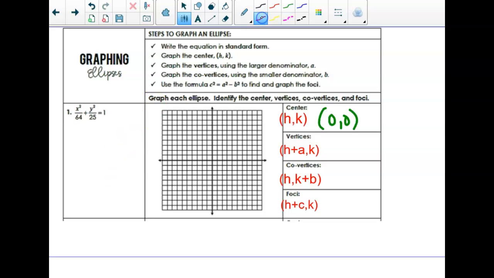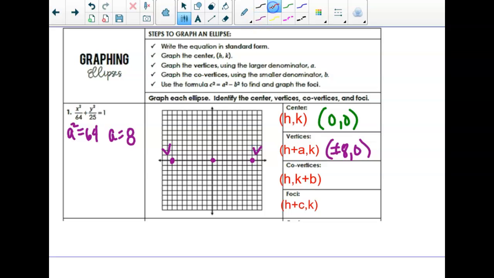Now, which is a squared, the 64 or the 25? The bigger one is a squared, so the square root of that makes a what? 8. And which way am I going to go 8? Yes, because it's underneath the x, I'm going to go left and right. Or if you looked at the formula, it would say 0 plus or minus 8, comma 0. So we're going to end up with plus or minus 8, 0 from the center. And those are the vertices.